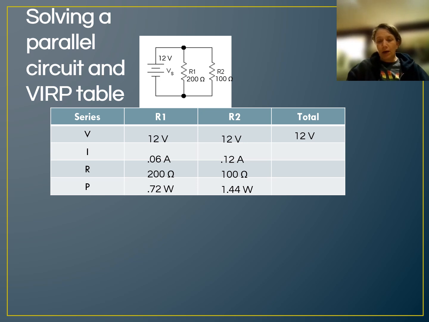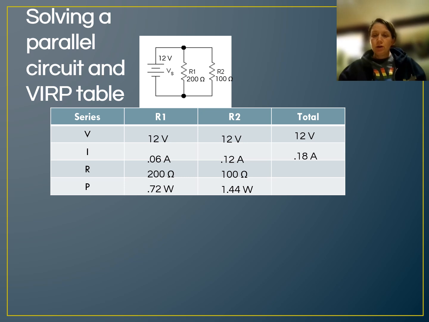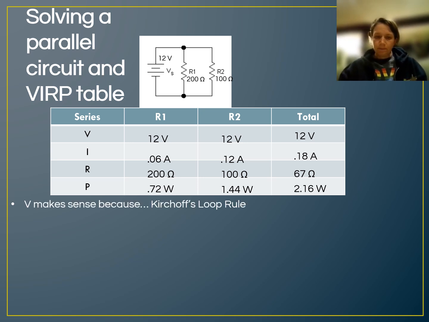From here, let's take a look and see how we can get into the total column. One way is by using the junction rule at either of those two junctions labeled with the big black dots. Since we know that the current into the junction has to equal the current out of the junction, if we have 0.06 amps going through R1 and 0.12 amps going through R2, the total current coming out of the battery must be 0.18. This, of course, then allows us to calculate the other two variables in this column based on my two equations.